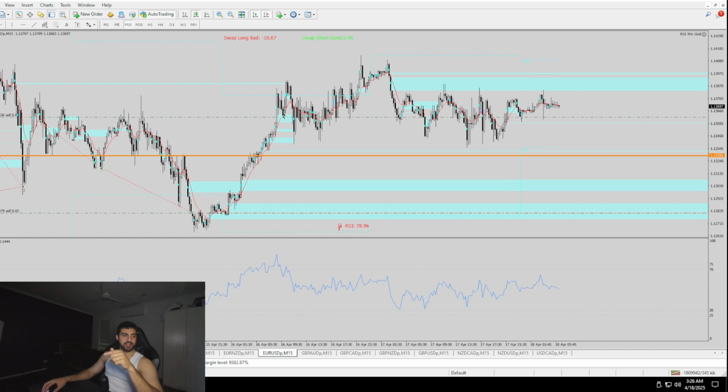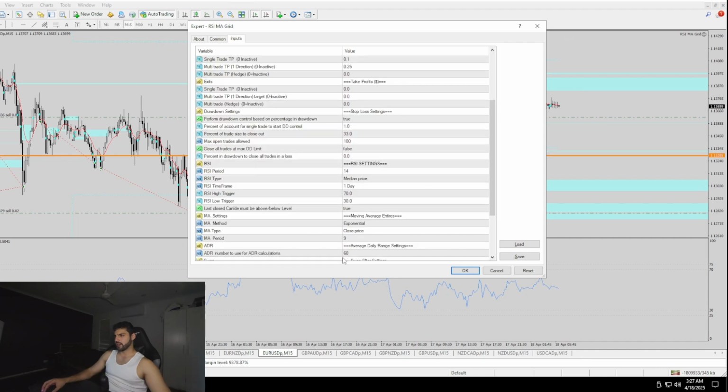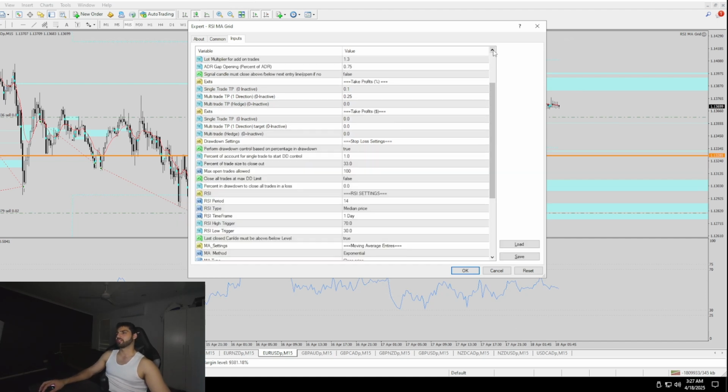So let's have a look at some of the settings. What we have here is our risk settings. So I've risked 0.25% of my account balance over one average daily range of movement. You can choose what average daily range you want to use towards the bottom. We have average daily range settings. This is what we use to calculate your risk and pretty much just your lot size.